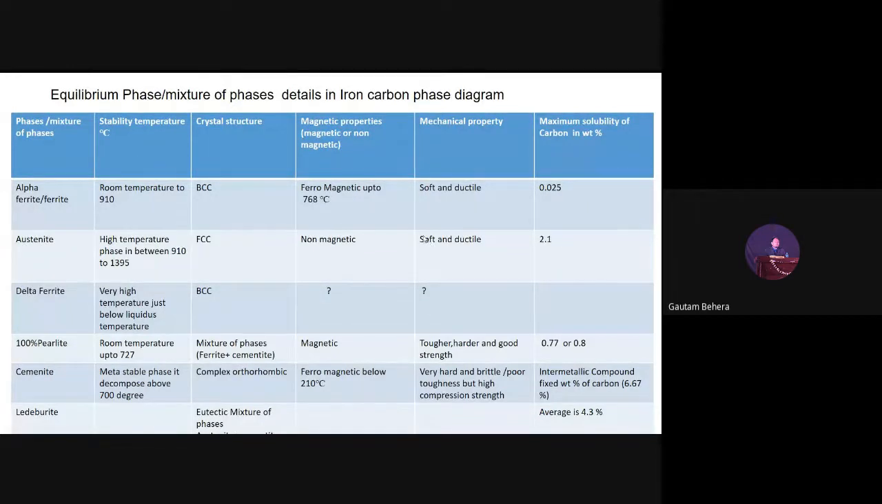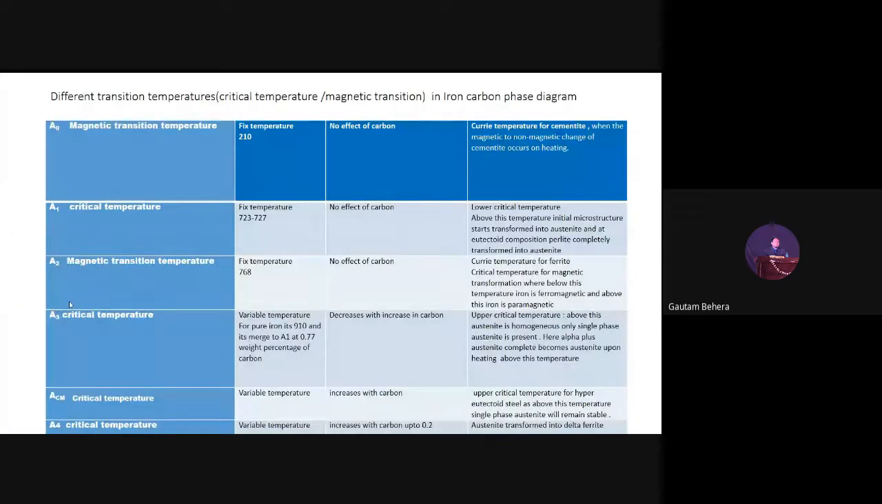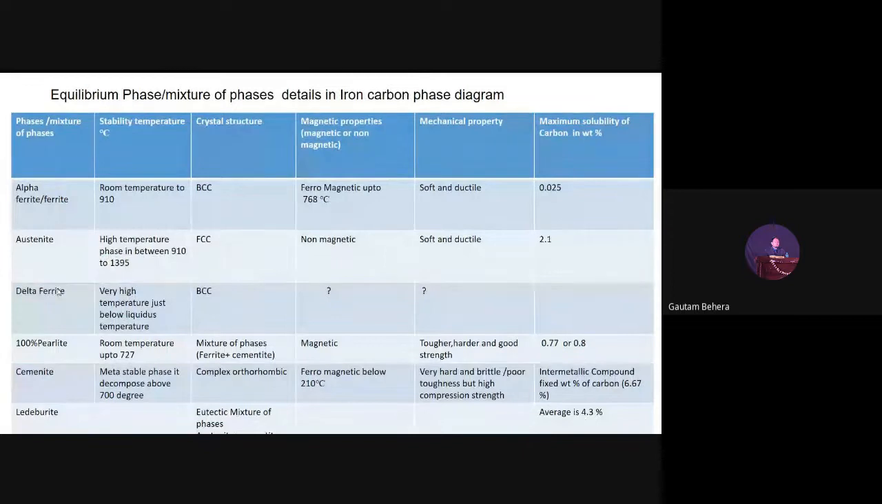At high temperature, the yield strength decreases always. The yield strength always decreases with increasing temperature. You have to remember that. So austenite is a soft and ductile phase, and the maximum solubility of carbon is 2.1. Delta ferrite is again a high temperature phase, just below the liquidus temperature.